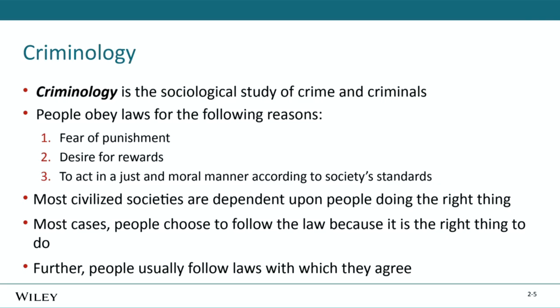But we expect folks to behave themselves, and in most cases they do. And I say in most cases people choose to follow the law because it's the right thing to do, especially if the law is the right thing to do. Further, people usually follow laws with which they agree.